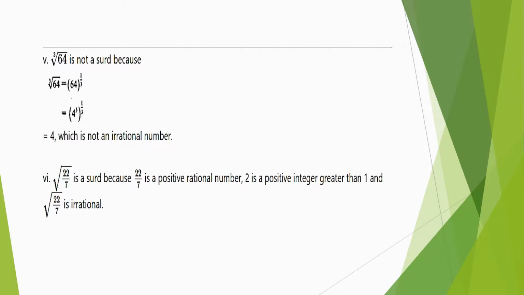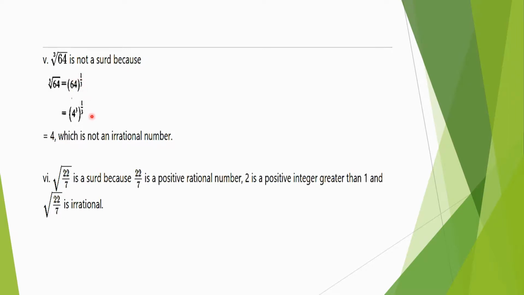Fifth question, cube root of 64. Again, cube root of 64, we can write 64 as 4 raised to power 3. Now 4 raised to power 3, when raised to power 1 by 3, the 3 and 1 by 3 cancel. It is remaining with 4, which is not an irrational number. Therefore, 64 raised to power 1 by 3 is not a surd.